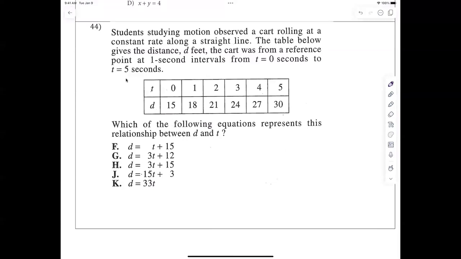Now, I'm sure you forgot 100%. That's why we're refreshing. I'm sure everyone in here can look and say, well, I know the slope of this line. The slope is just 18 minus 15 over 1 minus 0. 18 minus 15 is 3. 1 minus 0 is 1. So the slope has to be what? 3. And the y-intercept is what? 15. Therefore, we knew the answer was H without doing any work.